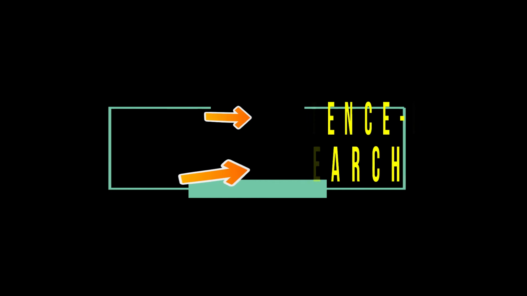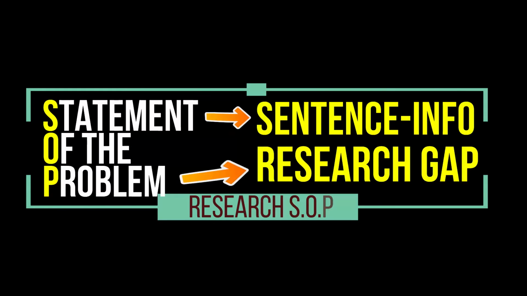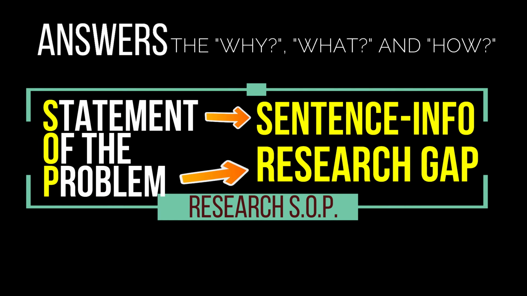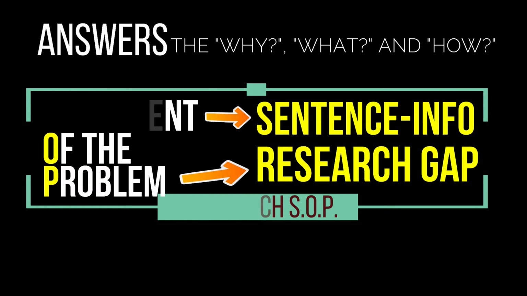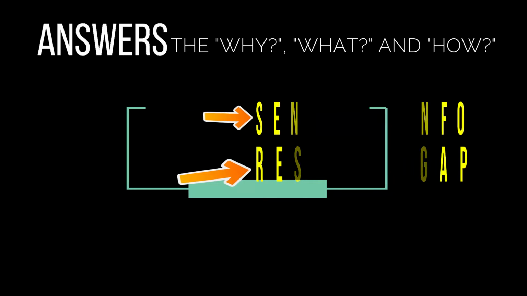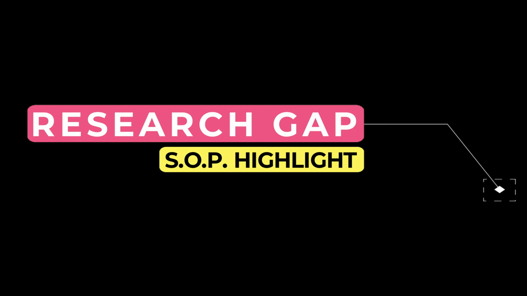SOP contains statements explaining your identified problem, which shows the research gap, why it is relevant, why there is a need to study about it, what is your aim, how you will address the problem, and how you will attain your aim of solving it. Consequently, the highlight of your SOP is the research gap.